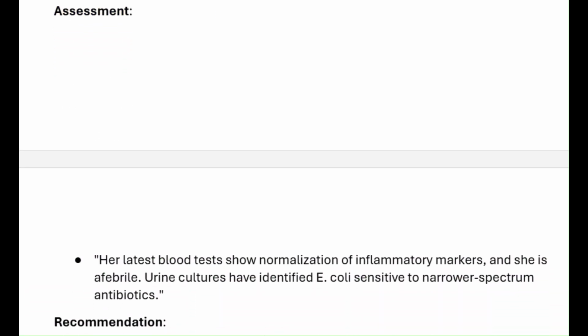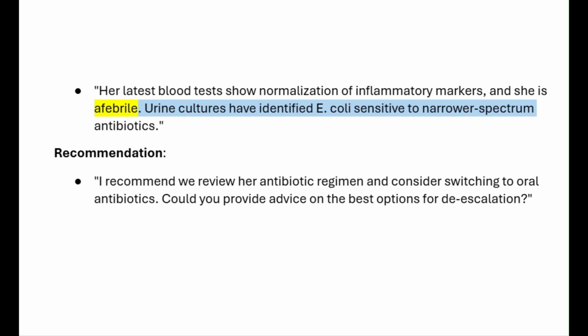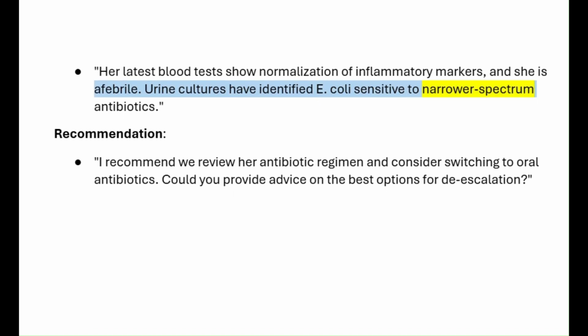Assessment. Her latest blood tests show normalization of inflammatory markers, and she is afebrile. Urine cultures have identified E. coli sensitive to narrower spectrum antibiotics.